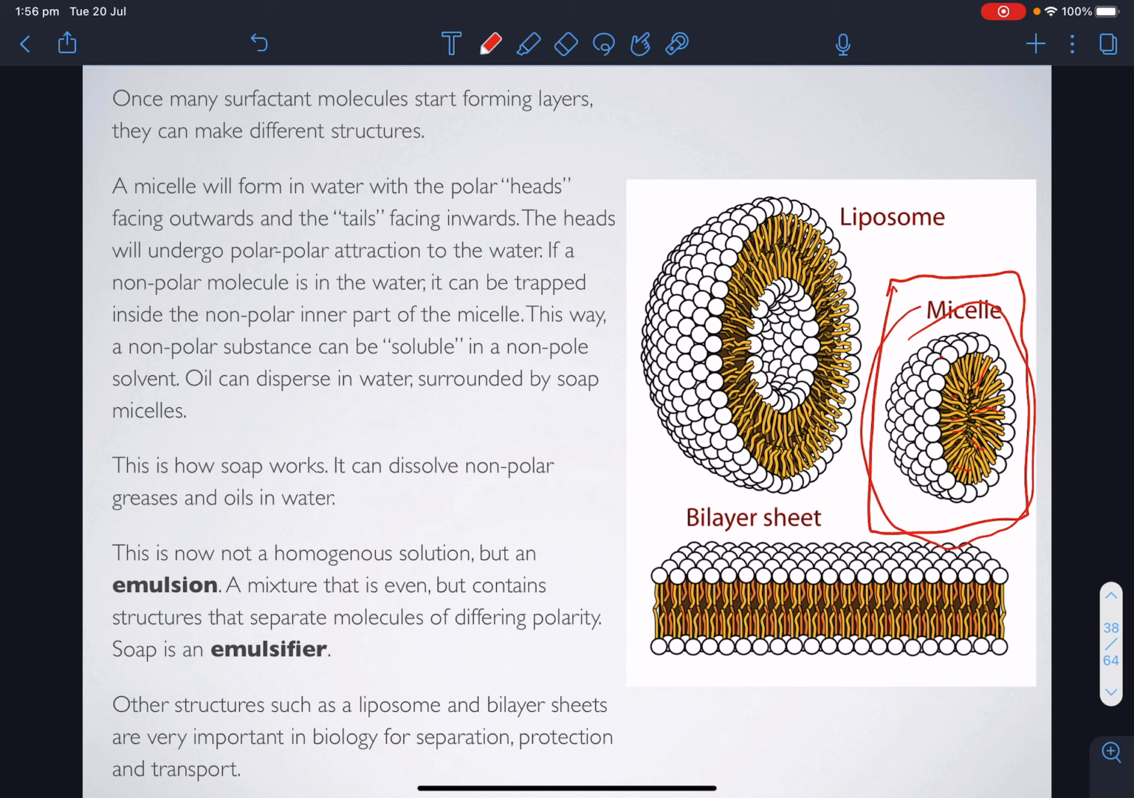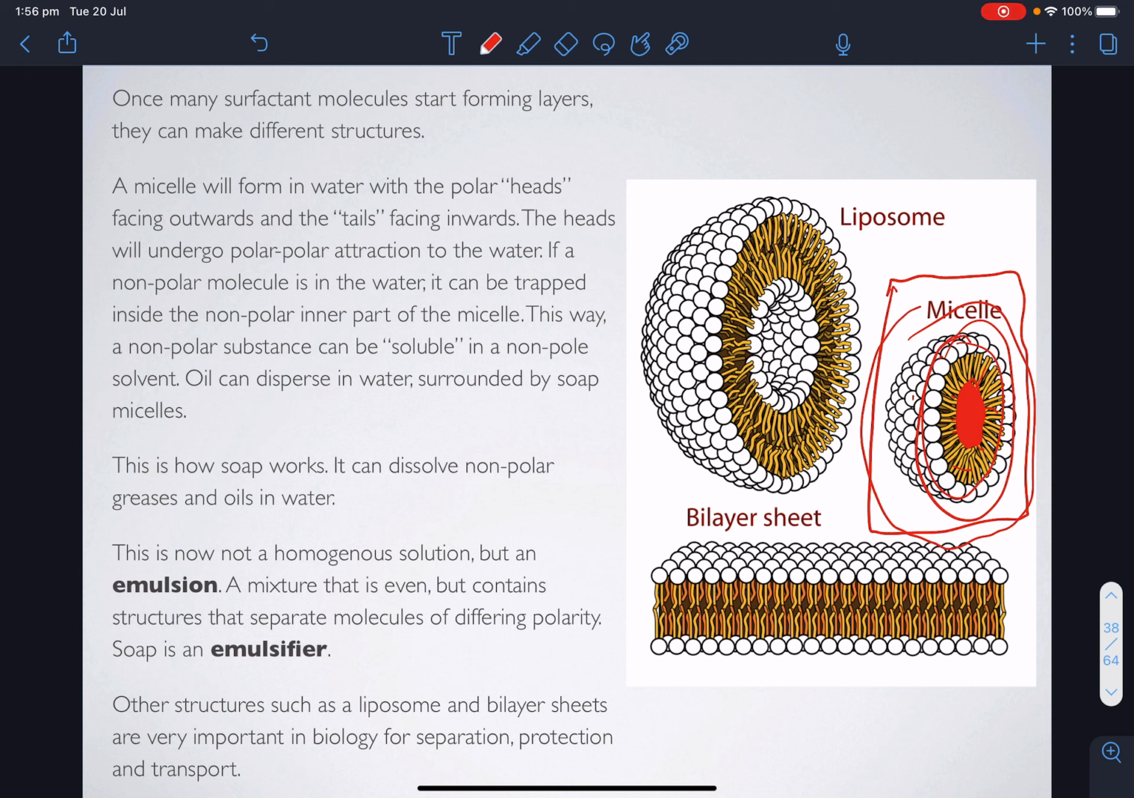Called a micelle. What ends up happening is the heads are all attracted to the water outside. If there's any oil or non-polar molecules around, they'll get trapped in here, attracted in with the tails. And so this micelle will form around those and form a small structure. So it will seem like oil or another insoluble molecule in water will suddenly be soluble because those oil molecules will be trapped in these micelles. And that's how soaps and all that work. So oil can then be dispersed in water surrounded by micelles.